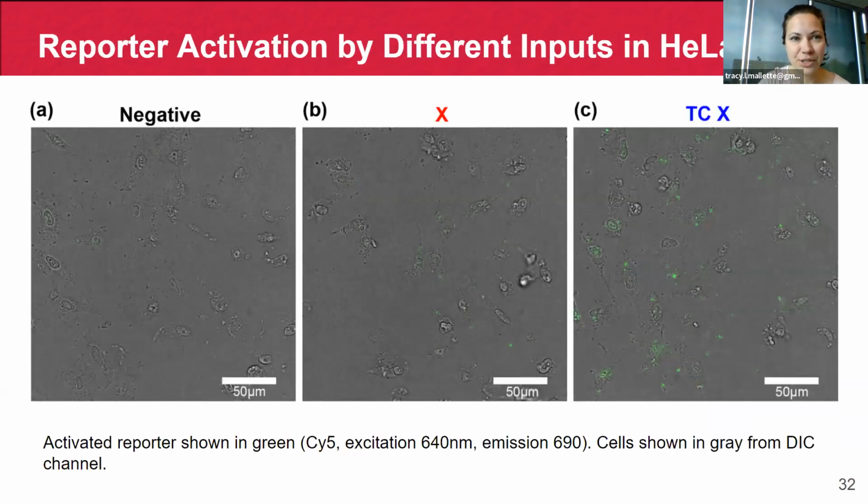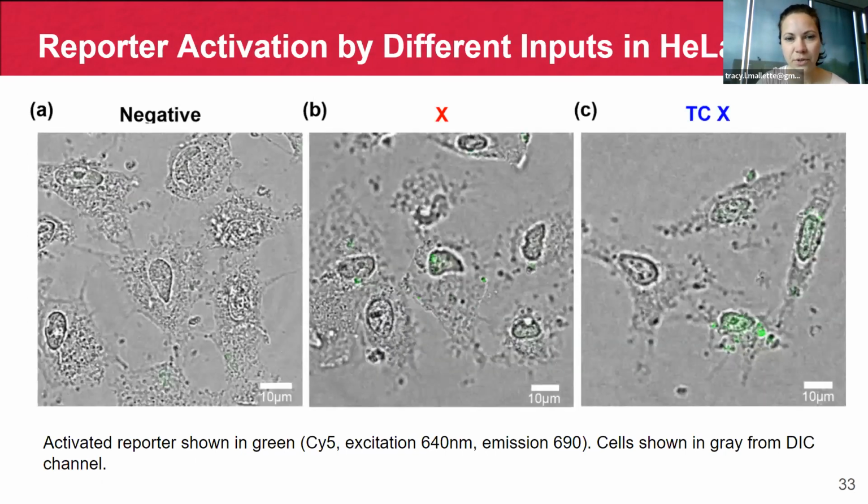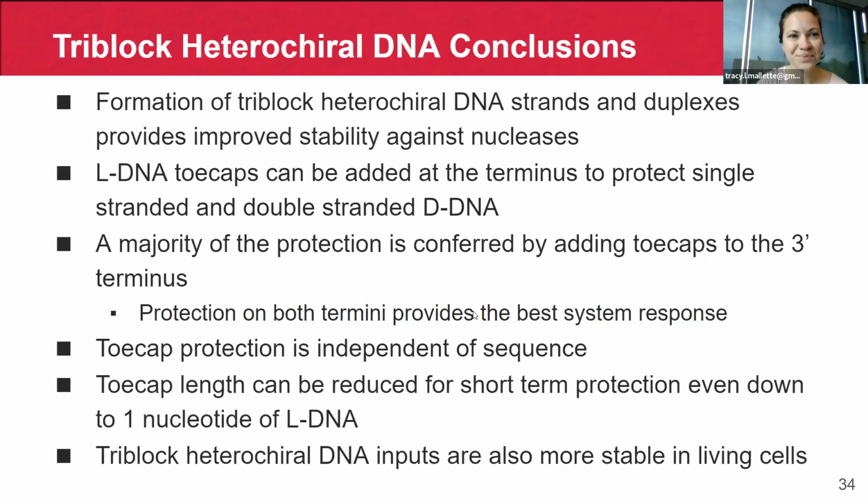We confirmed these results doing some microscopy imaging, and just from a top level, in our negative you can see just a little bit of fluorescence, which is all going to be coming from leak of that reporter. You see a little bit more activation, shown in green, with our unprotected input, and then far more with our toe-capped input activating these reporter circuits. And if you look closer, zoomed in on these cells, you can see that they're in different spots in the cytoplasm as well as in the nucleus.